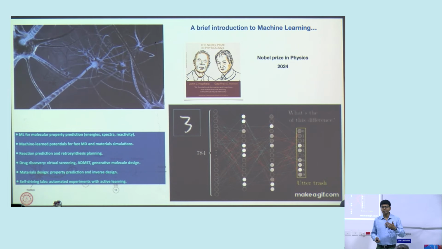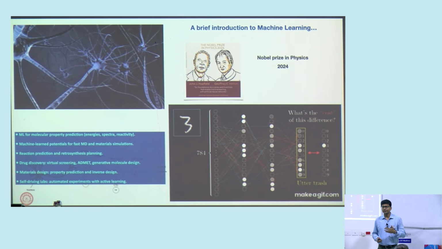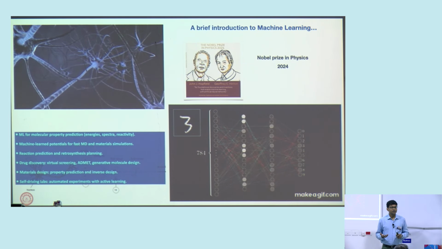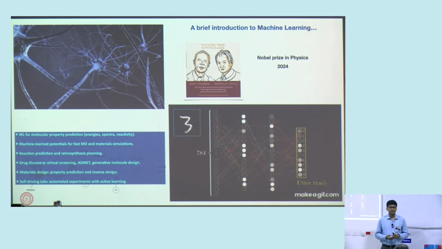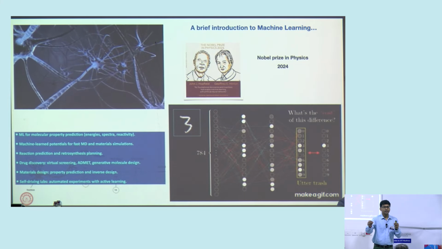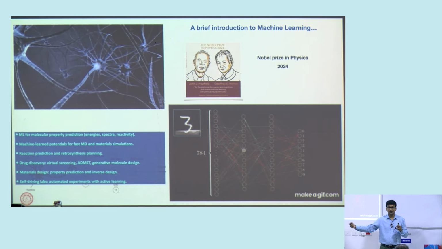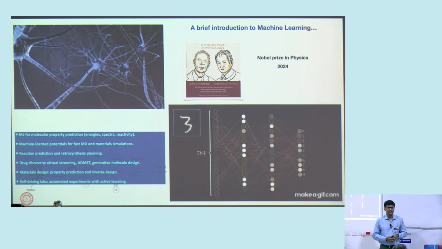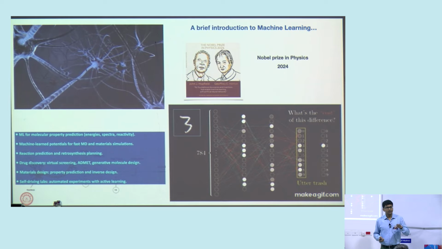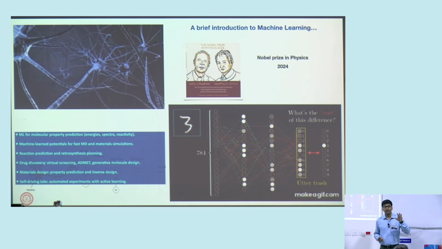AlphaFold, all of you have heard of AlphaFold. It kind of solved a 50-year-old problem of understanding protein folding. That means you start with an amino acid sequence, you give the sequence, you run the AlphaFold code, and it would give you a folded protein structure. We can utilize those kinds of architectures to do drug design.